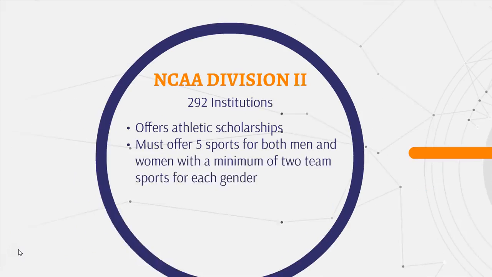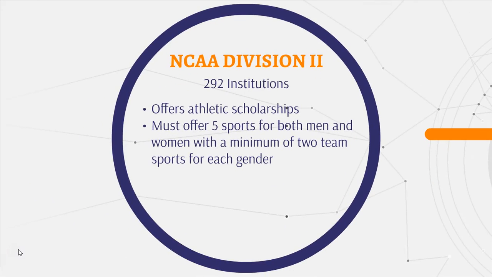NCAA Division II has 292 institutions. They also offer athletic scholarships, and they must sponsor a minimum of 10 sports, 5 for each gender. Like Division I, Division II also has initial eligibility requirements.